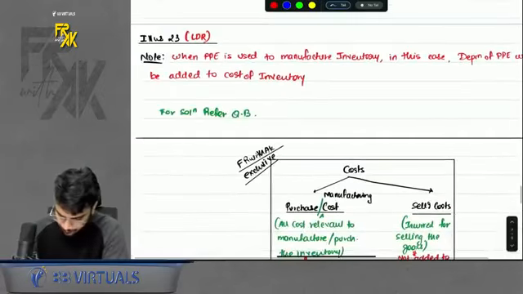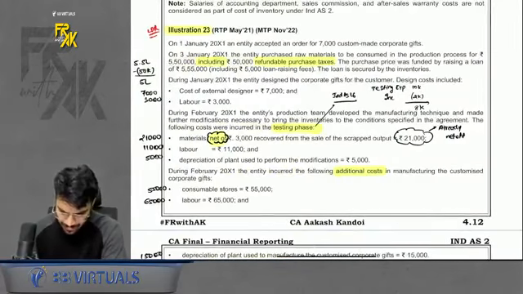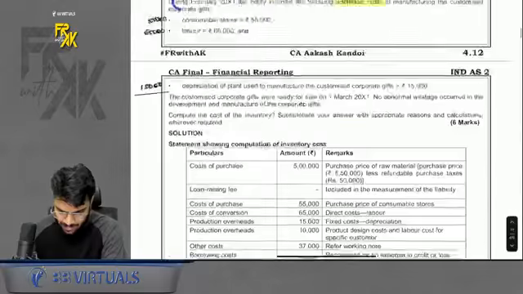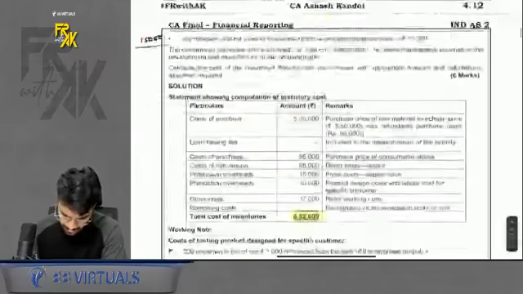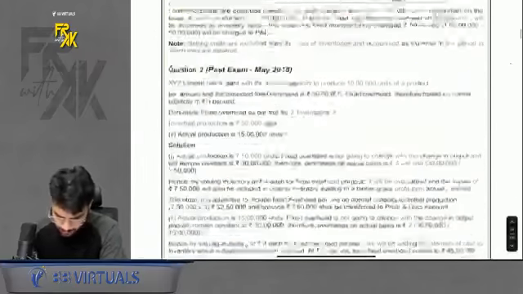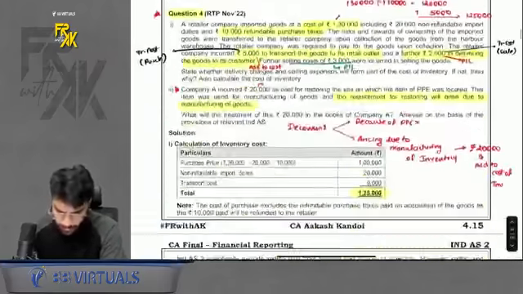Okay, so then various costs are given. Let me tell you, all costs are to be capitalized. So just give this a read with this concept that I just told you, and you will understand. It's a very simple question. Then we have question number 4.